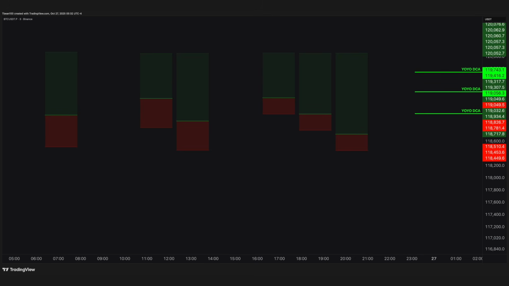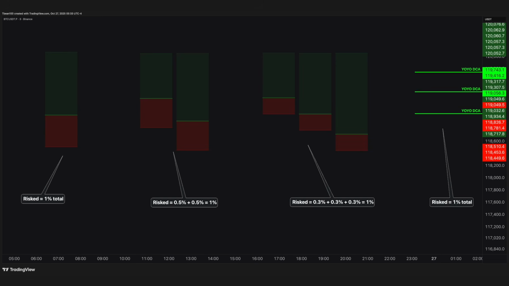But here is the question: what do all of them have in common? No matter which order management style you go with, the main rule stays the same. You never risk more than 1% total on a single trade. You can risk less than 1% if you want, maybe a total of 0.5 R. But most of the time, do not go over the 1% limit.